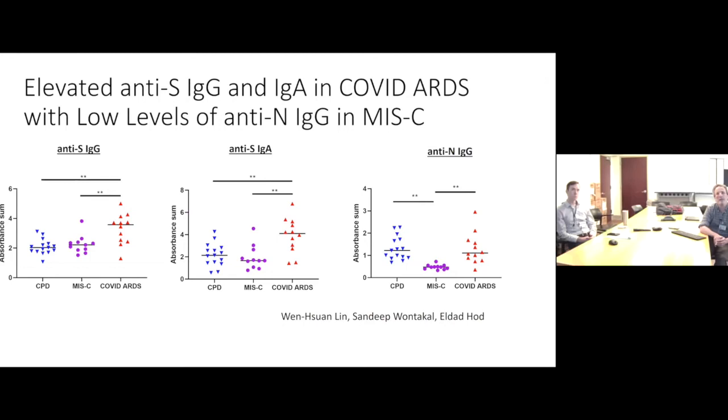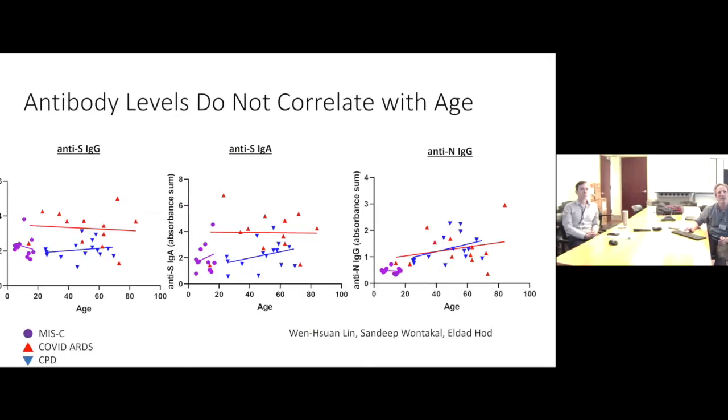But strikingly, there were some differences seen with the anti-N response. So the CPD donors and the COVID ARDS patients had similar levels of anti-N IgG, but the MIS-C patients, compared to both groups, had strikingly lower levels of anti-N IgG. So here we have distinct levels of anti-SARS-CoV-2 antibodies that are associated with the different clinical phenotypes, with some striking differences seen in the pediatric patients with the MIS-C syndrome.